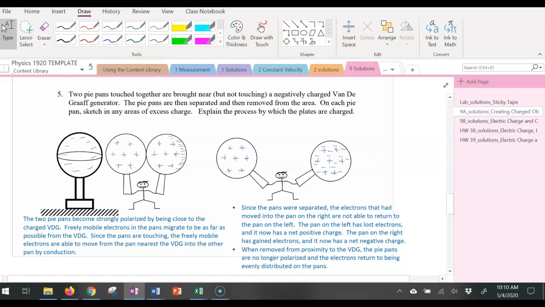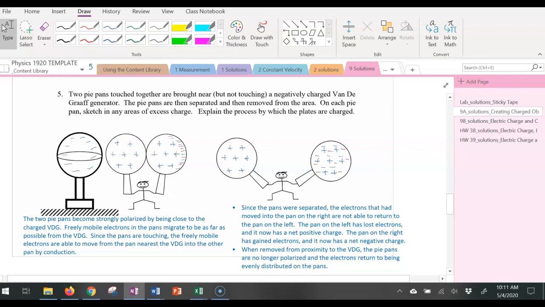Van de Graaff generator as they can, because, right, like charges repel, the negative electrons are repelled by this very negative Van de Graaff generator. Since the 2 pie pans are touching, the mobile electrons are able to move across both pans. So some of the electrons from the pan on the left-hand side move into the pan on the right-hand side to be further away from the Van de Graaff generator. So then Mike quickly separates the pie plates, and then he takes them away from the Van de Graaff generator.